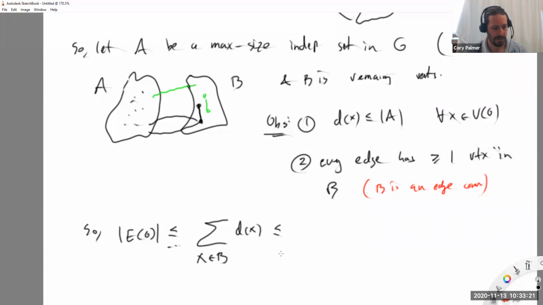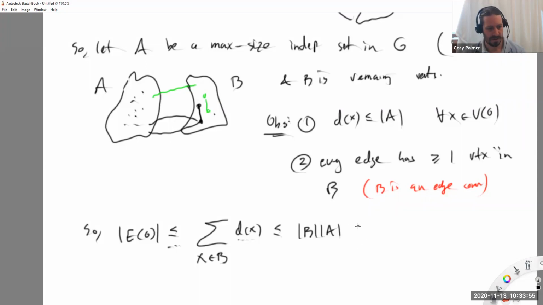Okay? But now, every vertex, d of x, has size at most a, regardless of whether it sends edges to a or inside of b. Every degree is bounded above by a. And there's b terms in this sum. So this sum is bounded above by b times a. Right? B terms, each of which is at most a. And we've seen this little quantity before. What's the size of a plus the size of b? It's n. It's all of our vertices, right? All of our vertices are either in a or in b.